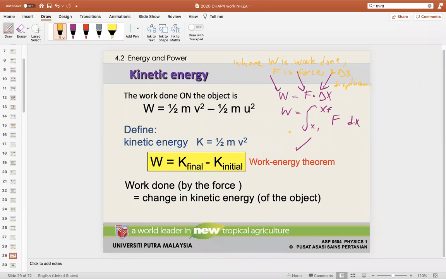Dia akan tanya, what is the work done by a variable force? Kalau variable force, pakai equation yang kedua. Kalau dia tak cakap variable, pakai yang ni.